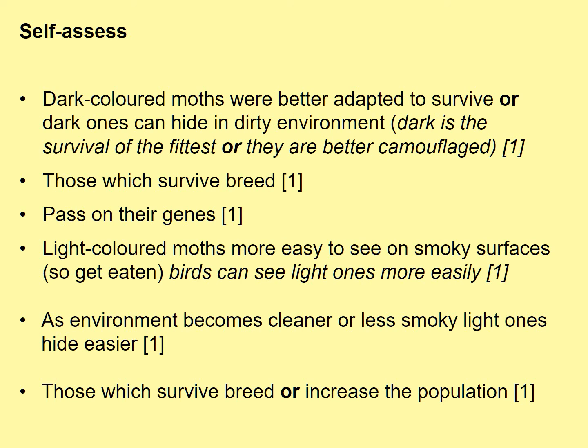The light-coloured moths were easier to see on the smoky surfaces, so they got eaten because they weren't camouflaged, because the birds could see the light ones more easily. As the environment became cleaner or less smoky, the light ones could hide easier, and those which survive go on to breed or increase the population.